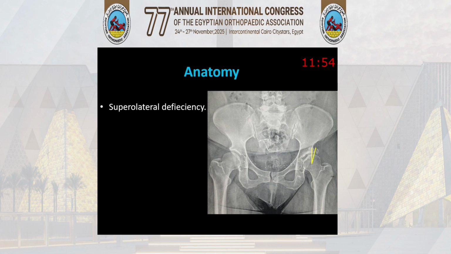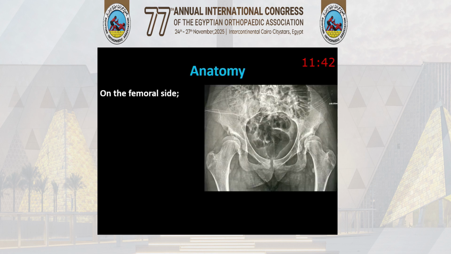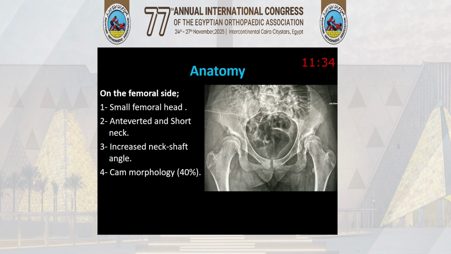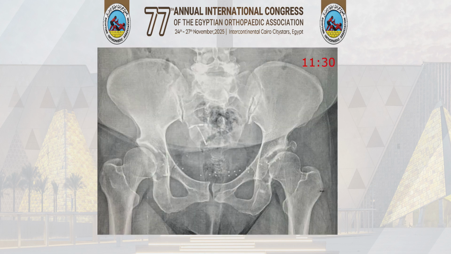Commonly, it is superior lateral deficiency. However, it can be anterior, posterior, or global deficiency. The acetabulum usually is anteverted. However, retroversion can be present in up to 40% of cases. On the femoral side, especially if it is residual CDH, the femoral head sometimes is smaller, with an anteverted and short neck, with increased neck shaft angle, and cam morphology in up to 40%.